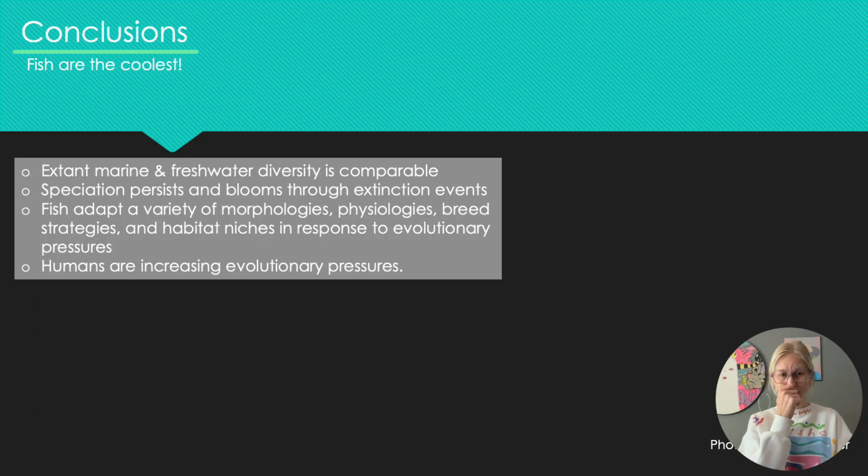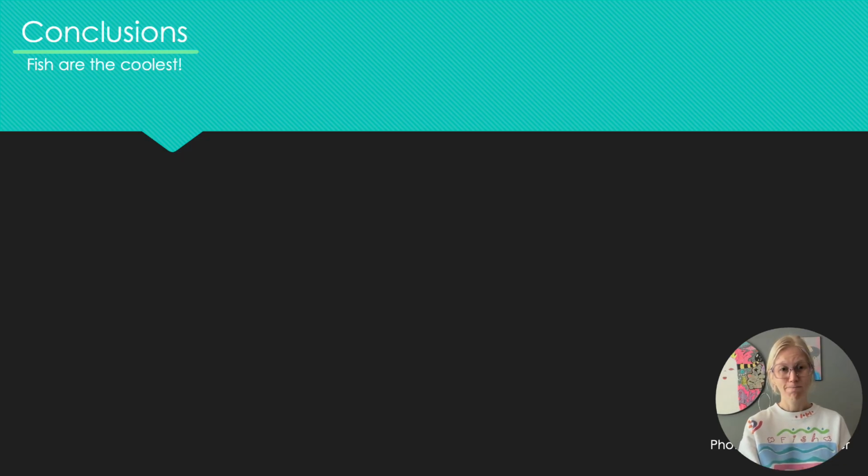microplastics. But in conclusion, it's really hard for me to wrap this up because I could talk about fish all day. Extant or living marine and freshwater diversity is comparable. Species persist and bloom through extinction events, and fish adapt a variety of morphologies and physiologies, as well as breeding strategies and habitat niches in response to these evolutionary pressures. And humans are definitely increasing these pressures.